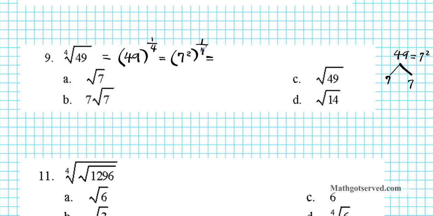Okay? Because the nth root property, we have the nth root of x. That's the same thing as x to the 1 over n. That's the nth root property of exponents. Okay, so we have it like that.